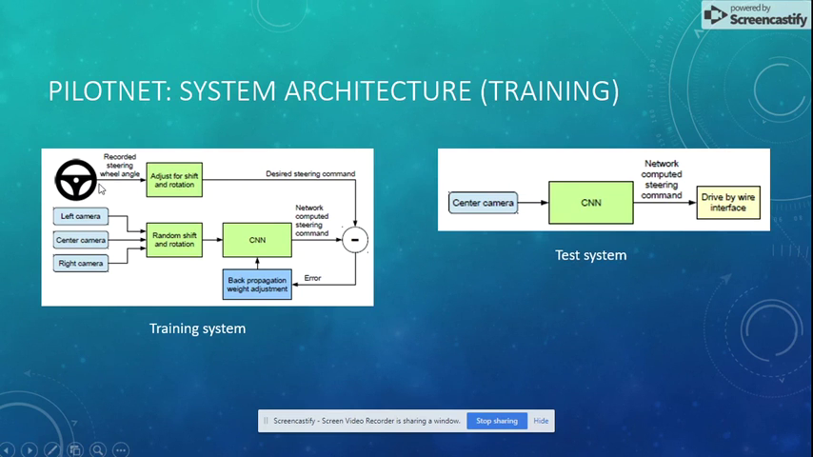In this, we have the recorded steering wheel angle, which is shifted and rotated, and it is given to the network. We also have the images taken from the left, center, and right cameras, again shifted and rotated, and given to the CNN. The predictions from the CNN are compared with the actual steering wheel angle from the driver, and then the error is used to adjust the weights of the CNN using the backpropagation algorithm. So this is the training system. In the test system, the center camera images are given to the CNN, and using the drive-by-wire interface, the car is steered accordingly.